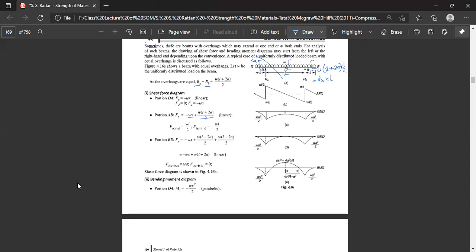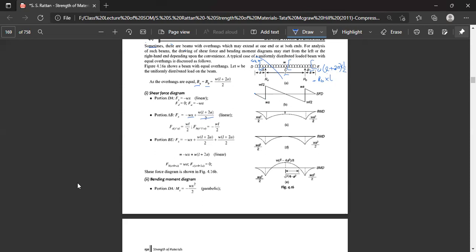take a moment about this force from the point of intersection of the section x. So what will happen? We have to take the moment of W into x, which is acting at a distance x by 2 from the section. So it will be minus Wx squared divided by 2, as this moment is acting in anti-clockwise direction, creating a sagging moment over the top of the beam. So this is minus Wx squared divided by 2, and it is parabolic in nature.